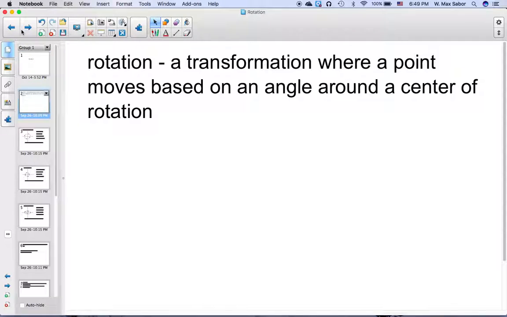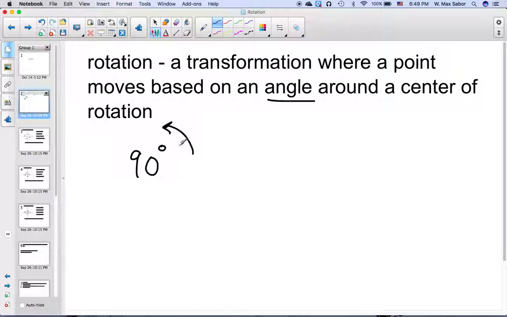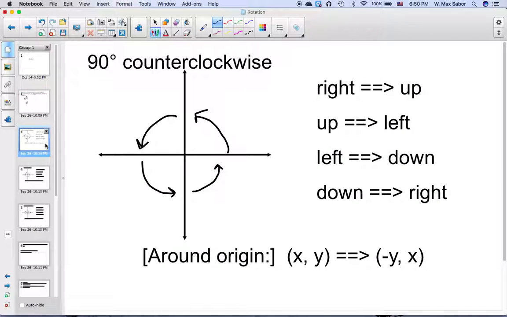So when you rotate, a rotation is a transformation where a point moves based on an angle around a center of rotation. And there are multiple angles that we can talk about, but we're going to really focus on three different angles, which are 90 degrees either counterclockwise or clockwise, or 180 degrees, which for our purposes, it doesn't matter whether it was going clockwise or counterclockwise. So 90 degrees counterclockwise, right is turning into up, which is turning into left, which is turning into down, which is turning into right.